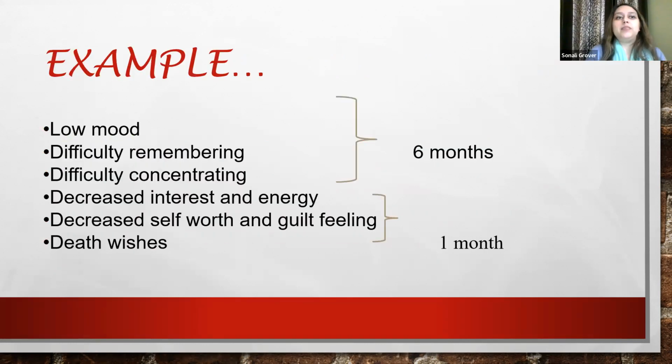For example, just the way I was telling you: low mood, difficulty remembering, difficulty concentrating, decreased energy, decreased interest, decreased self-worth, feeling of guilt, death wishes. So all of these, maybe the first three have been happening for 6 months, but for the last 1 month these other things are also happening, so in total it's a 7 month thing. Whenever you are writing all of these things, just quickly note down whatever the client is saying, and then maybe you can make small notes.